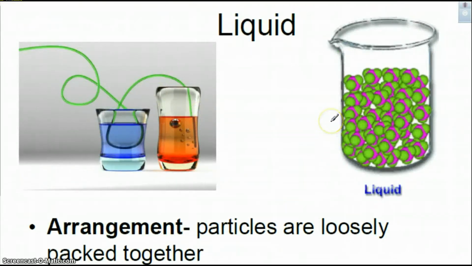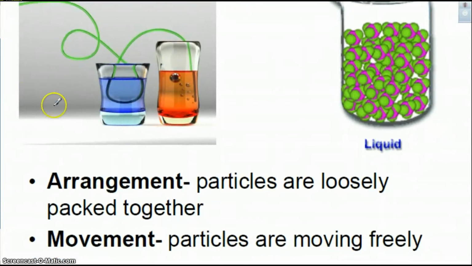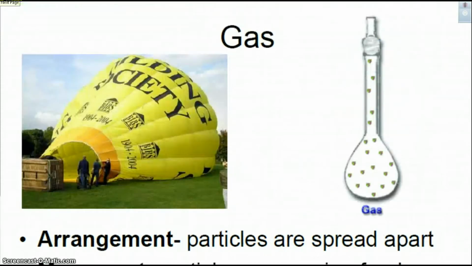Liquids. And we have a little more space in between our liquid particles here. Okay? So particles are loosely packed together. The movement, particles are moving very freely. That's why they can take up any shape. They can take the shape of this straw. They can take the shape of this glass or this glass. So particles are moving freely, and they can take the shape of anything you put them in. Okay, so the arrangement, particles are loosely packed together, and the movement, particles are moving freely in a liquid. A gas.